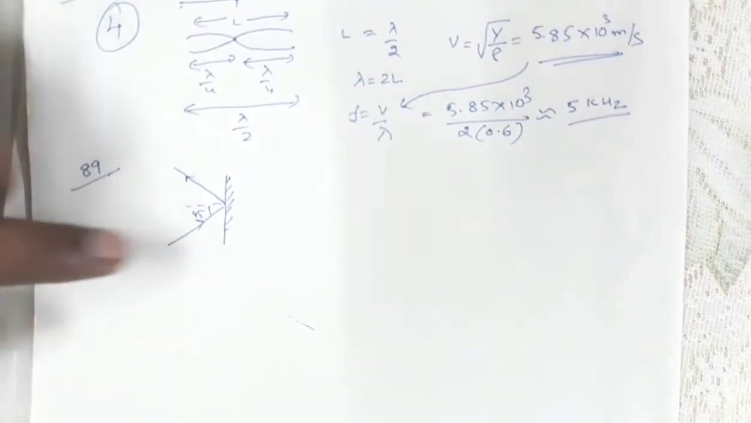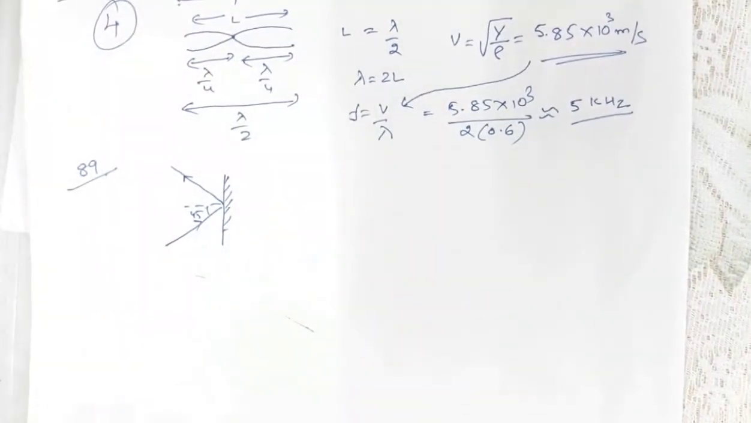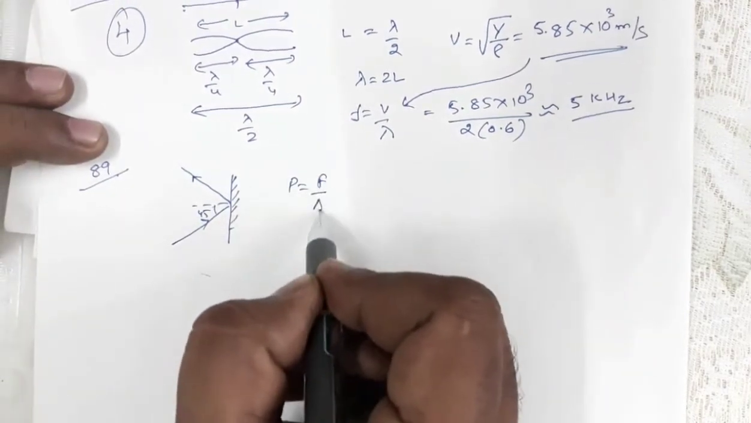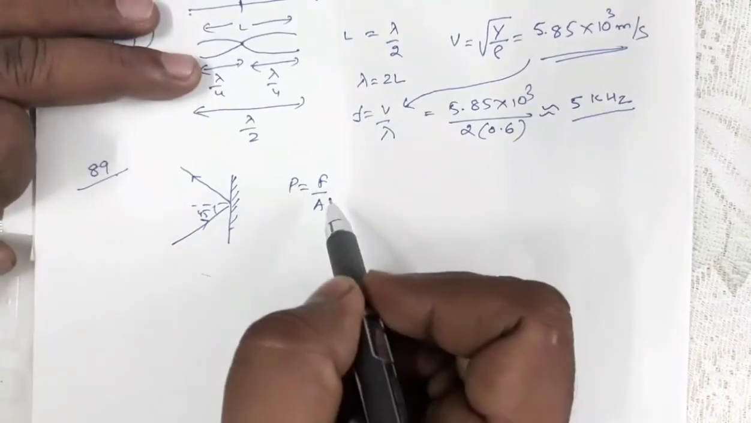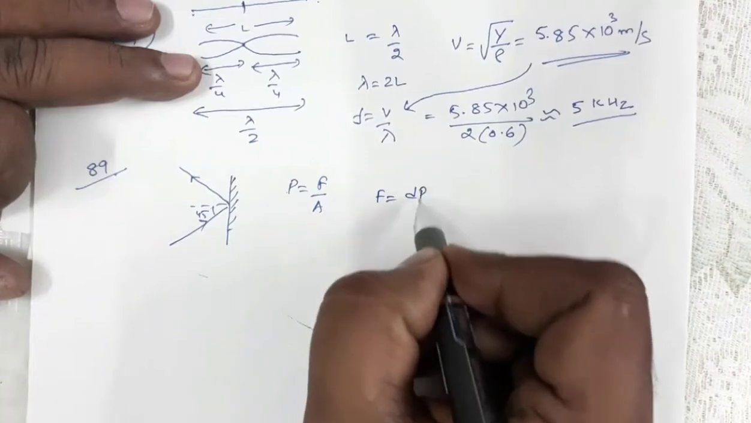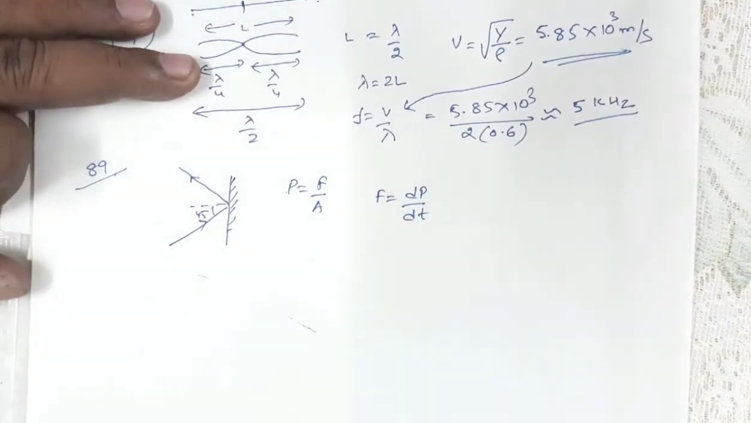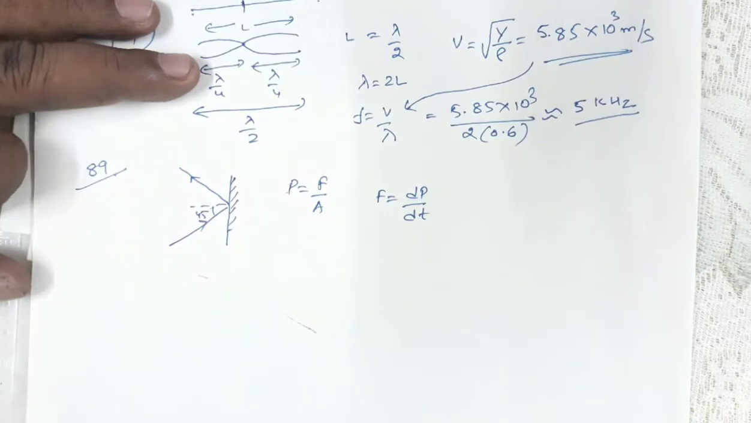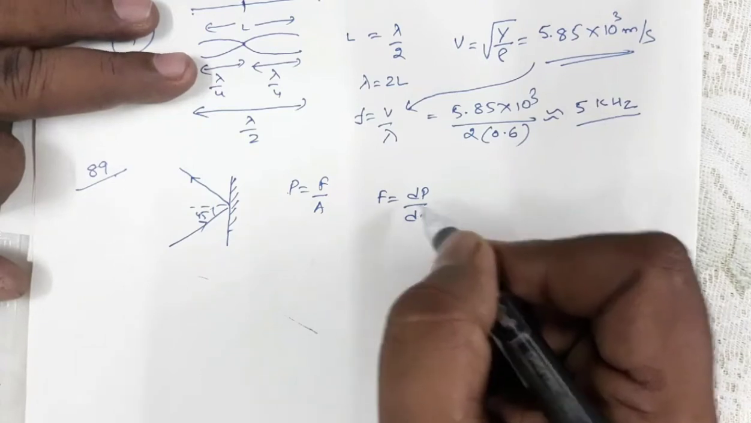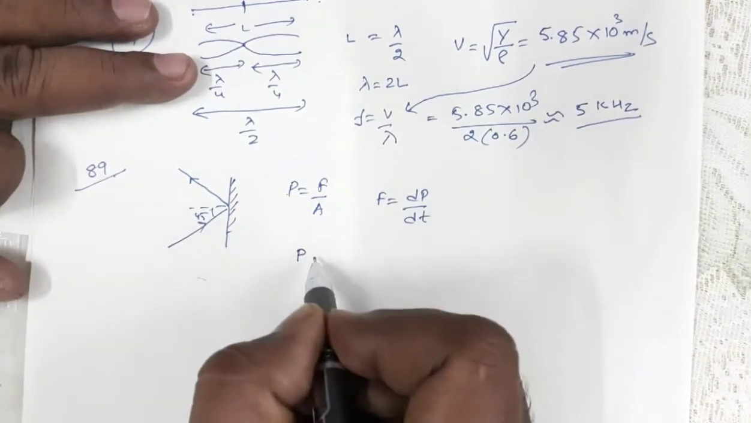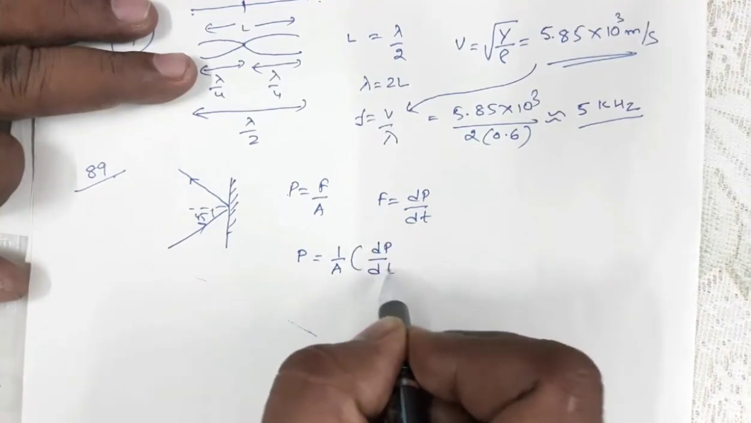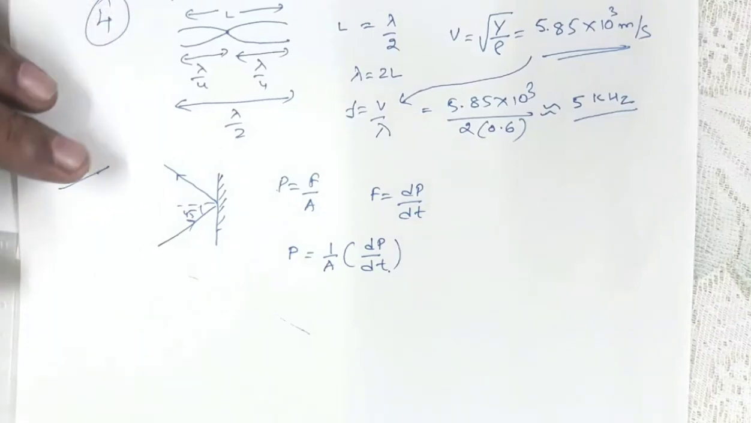Okay, so the pressure on the wall is due to the collisions. Now pressure is force per unit area. In order to calculate the pressure, I need to calculate the force. Now force is the rate of change in momentum. So pressure is 1 by area into dp by dt. So this is the pressure.